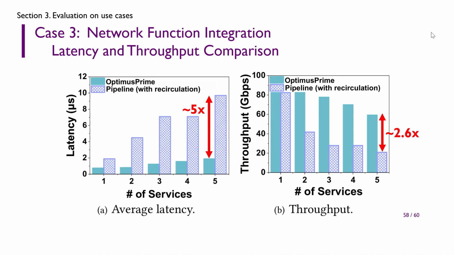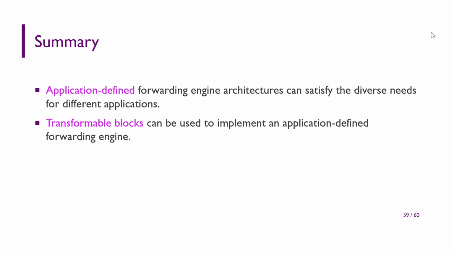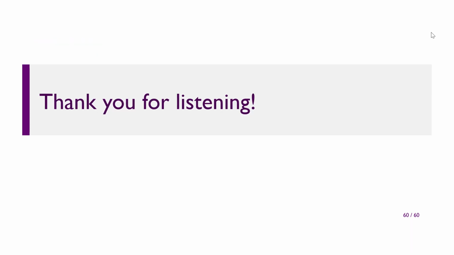By allocating a subset of programs to the RTC cores, our architecture achieves a significant advantage in both latency and throughput. In summary, our research has two results. First, application-defined forwarding engine architectures can satisfy the diverse needs of different applications. And second, transformable blocks can be used to implement such an architecture. Thank you for listening.